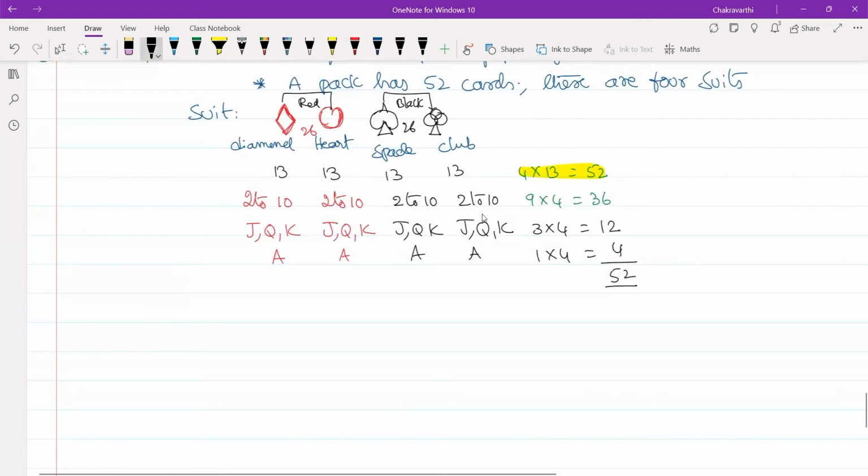J is for Jack, Q for Queen, K for King. Jack is also known as knave.